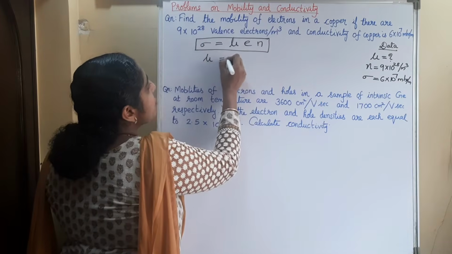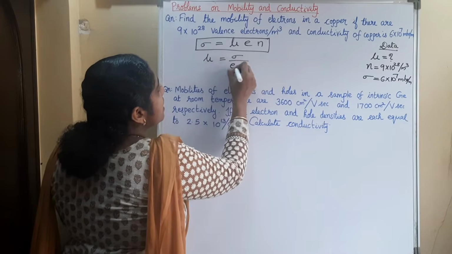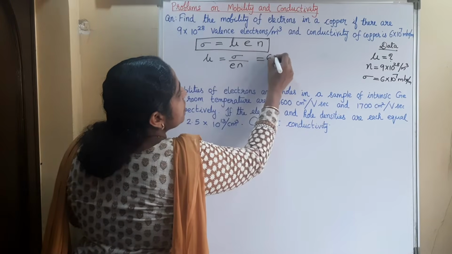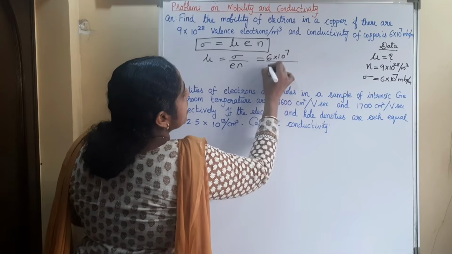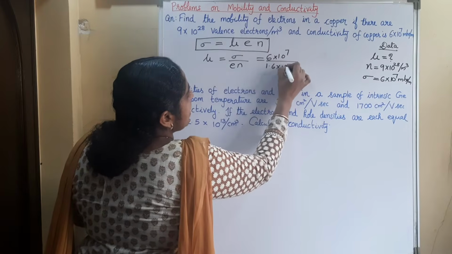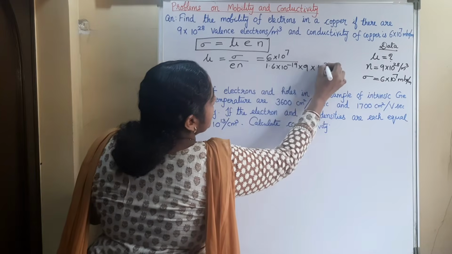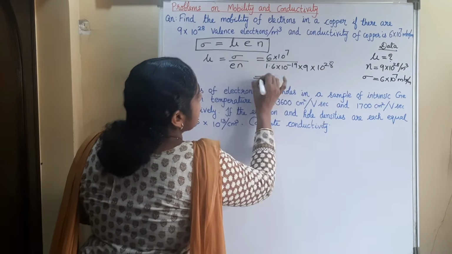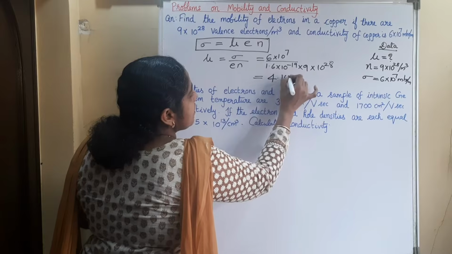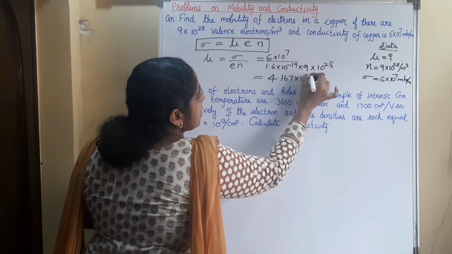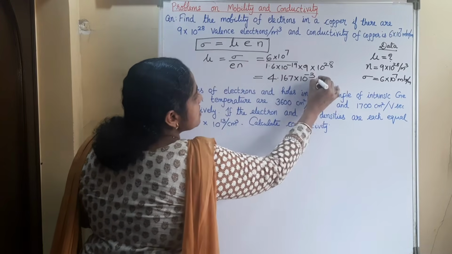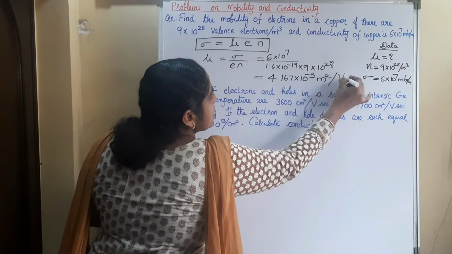So mu is equal to sigma divided by En. So sigma is 6 into 10 raised to 7 divided by E, which is 1.6 into 10 raised to minus 19, and the charge concentration is 9 into 10 raised to 28 per meter cube. So on calculating we will get 4.167 into 10 raised to minus 3. Unit of mobility is meter square per volt second.